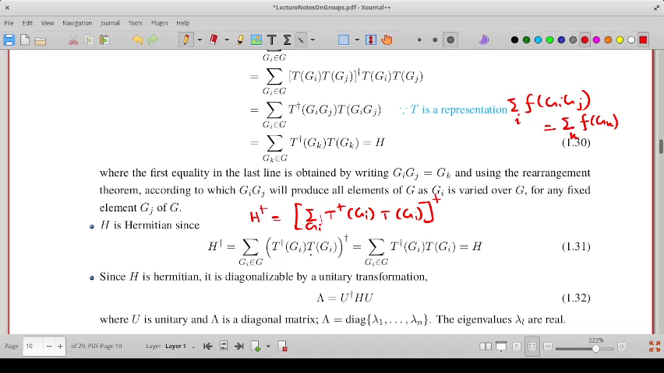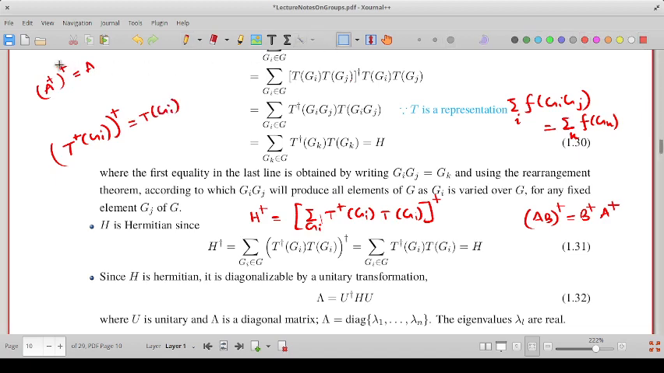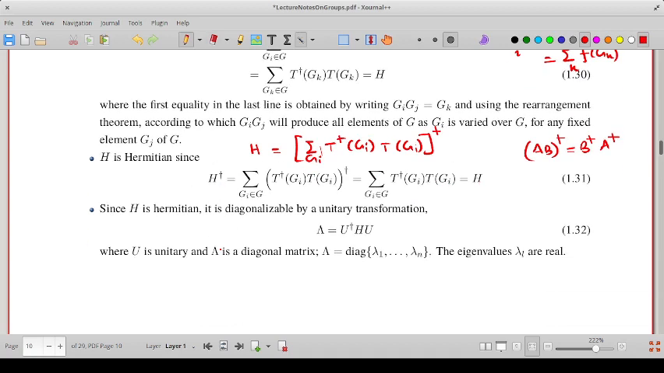So sum over GI, then T dagger GI, T GI, the dagger of that. Now remember AB dagger equals B dagger A dagger. So using that over here, this would be equal to T GI dagger times T dagger GI dagger. So remember A dagger dagger is A. So this is nothing but T GI. So we have this equal to sum over GI, then the dagger of this times dagger of this, which is simply T GI. So this is equal to T dagger GI times T GI. But this summation is nothing but H. And therefore, we have shown that H dagger equals H.